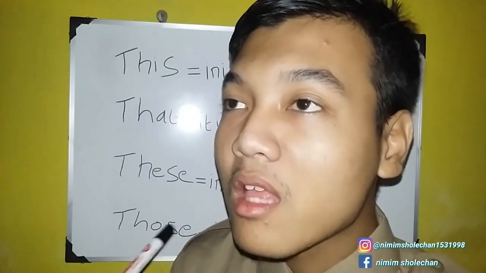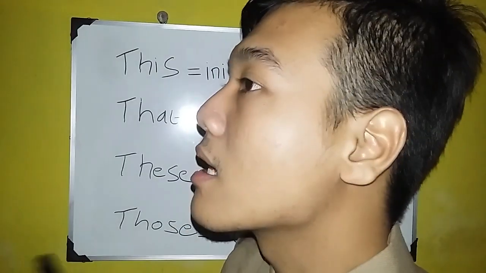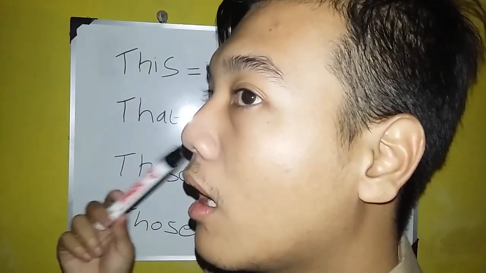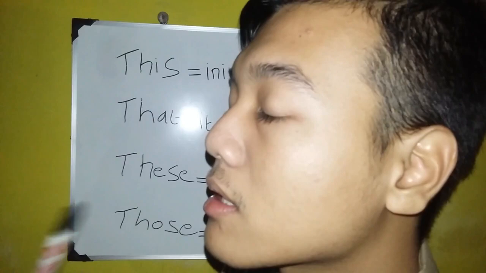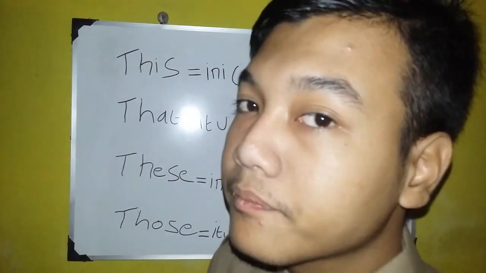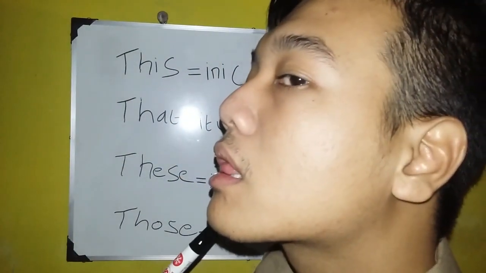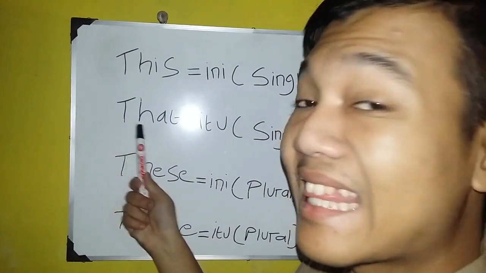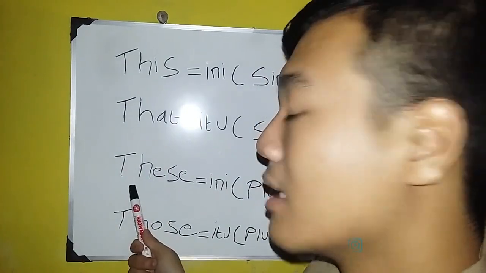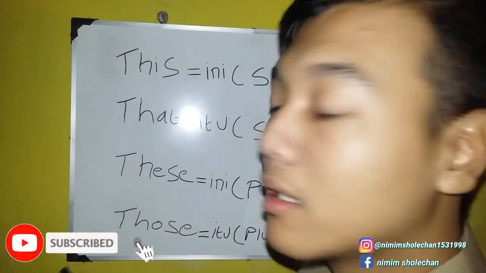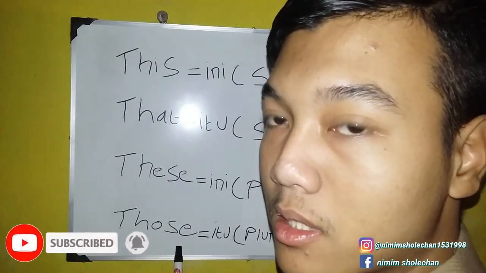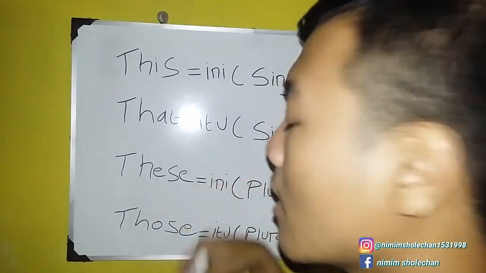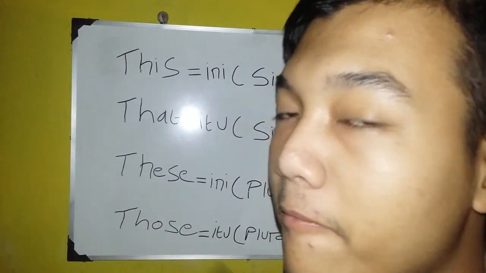Right? So your tongue is appropriately in the front of your mouth, right? So this, that, these, and those. So akhir kalimat ini dibaca seperti huruf Z.